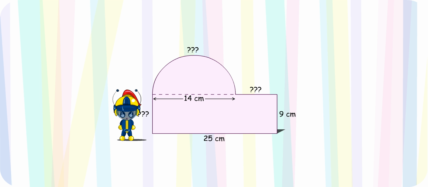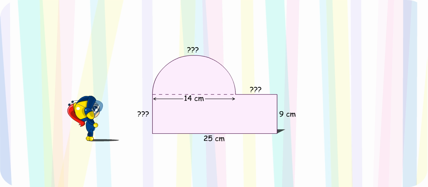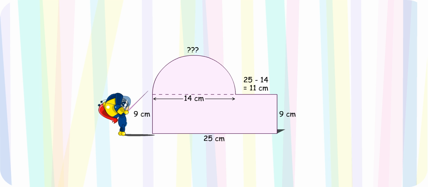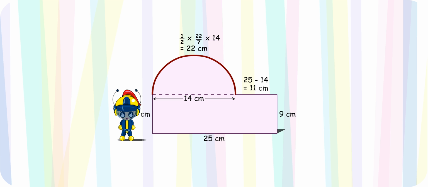I think I know how to find the unknown sides already. One of the unknown straight sides is the breadth of the rectangle, which is 9 centimeters. The other unknown straight side can be found by subtracting the diameter of the semicircle from the length of the rectangle. That is 25 centimeters minus 14 centimeters, and we get 11 centimeters. The last unknown side is the circumference of the semicircle, which can be found easily. It is 22 centimeters. Very good.